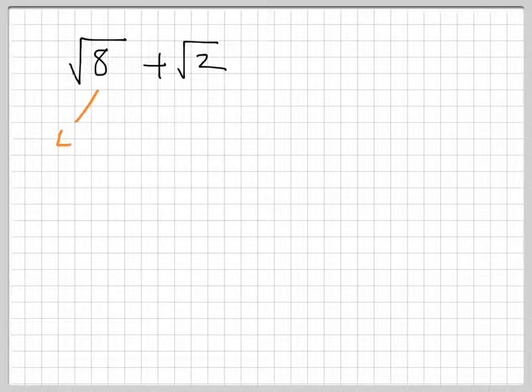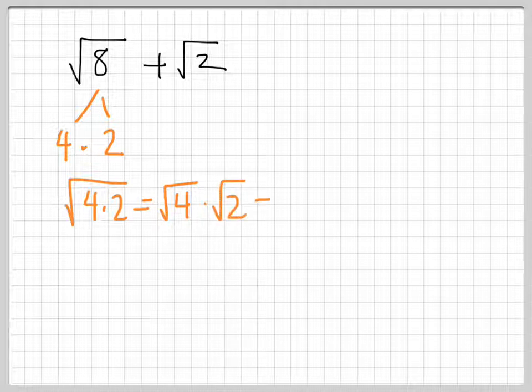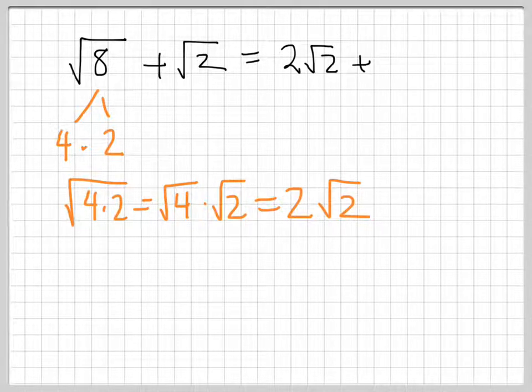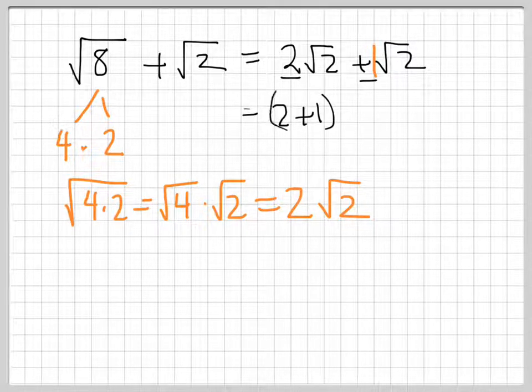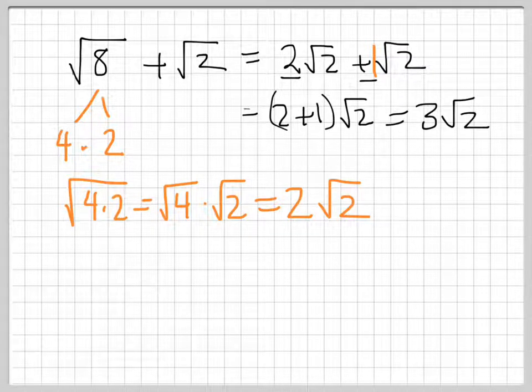8, remember, is 4 times 2. And so radical 4 times 2 is radical 4 times radical 2, which is 2 radical 2. And so this can become 2 radical 2 plus radical 2. And you remember the 1 out front. And so if you have 2 of something plus 1 of something, you have 2 plus 1 radical 2's, which is 3 radical 2.